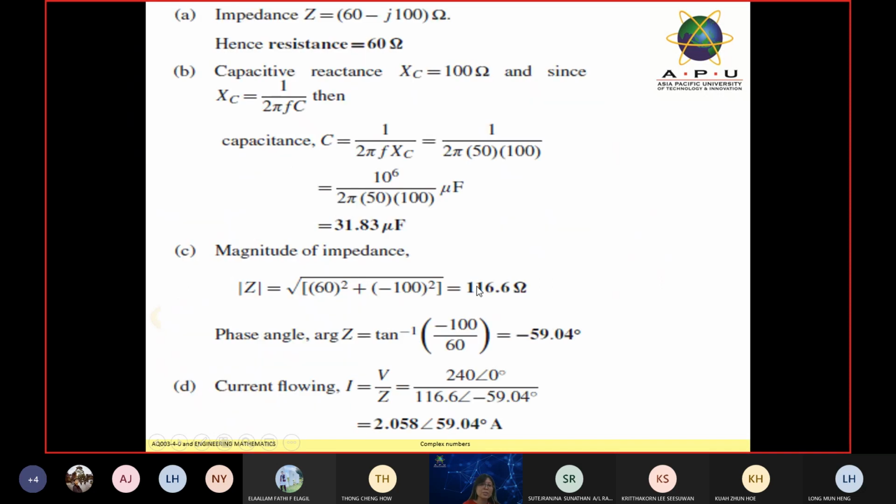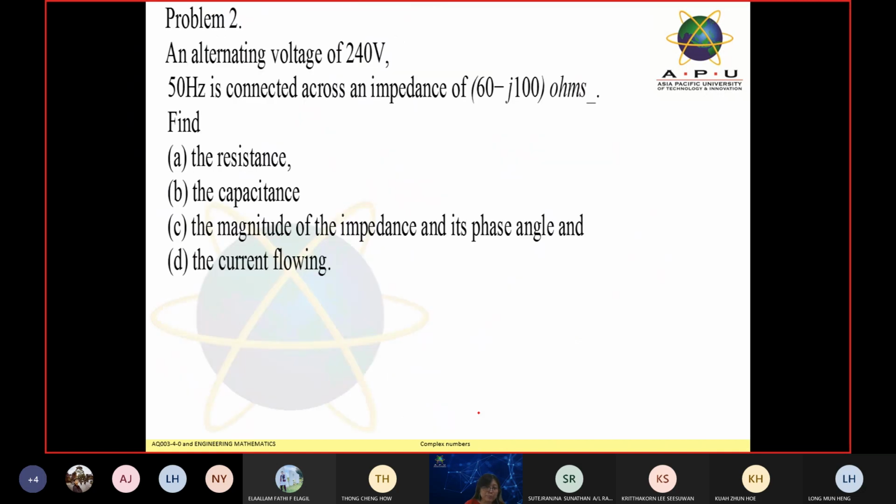Now let's look at the first one. You are required to find the resistance. Remember, you just need to identify the real part, which is the resistance of 60 ohm. This one is done. Second one, capacitance. Since the imaginary part is negative, the reactance is capacitive reactance.